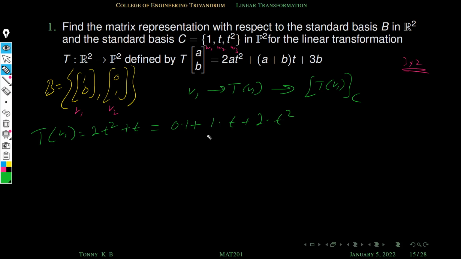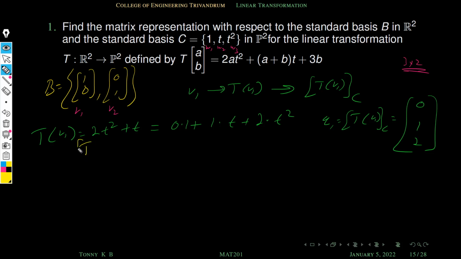Now we can easily find the coordinate vector q1. What is q1, the coordinate? The coordinate is [T(v1)] with respect to C. It is nothing, you simply pick the coefficients. So 0, 1, 2. This is our first column of the matrix, this 3 by 2 matrix. Similarly, you can find the second one.